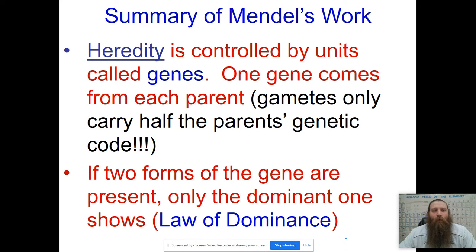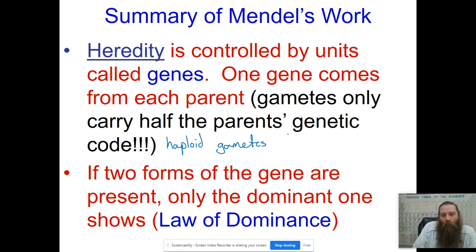Now, heredity is controlled by genes. You get one gene from each parent, right? Because the gametes only have half the parent's genetic code. This is what we learned about when we talked about meiosis, right? So meiosis makes haploid gametes. So this term is coming back around, haploid gametes. So that's only half of the genetic code compared to their parents.